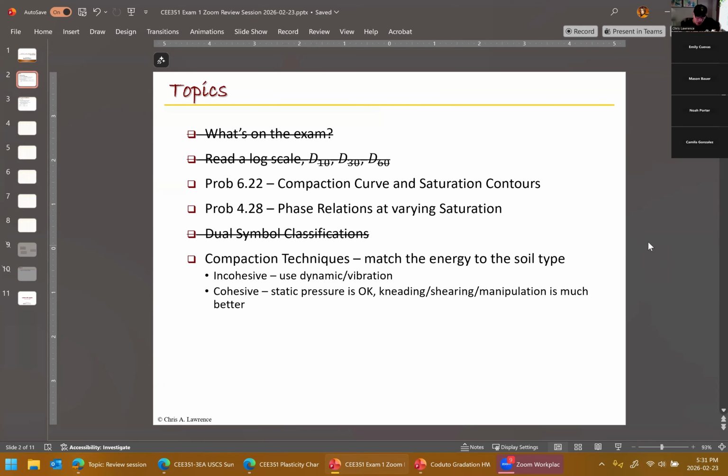Compaction curve and saturation contours. Again, I think that was really more of just a misunderstanding.